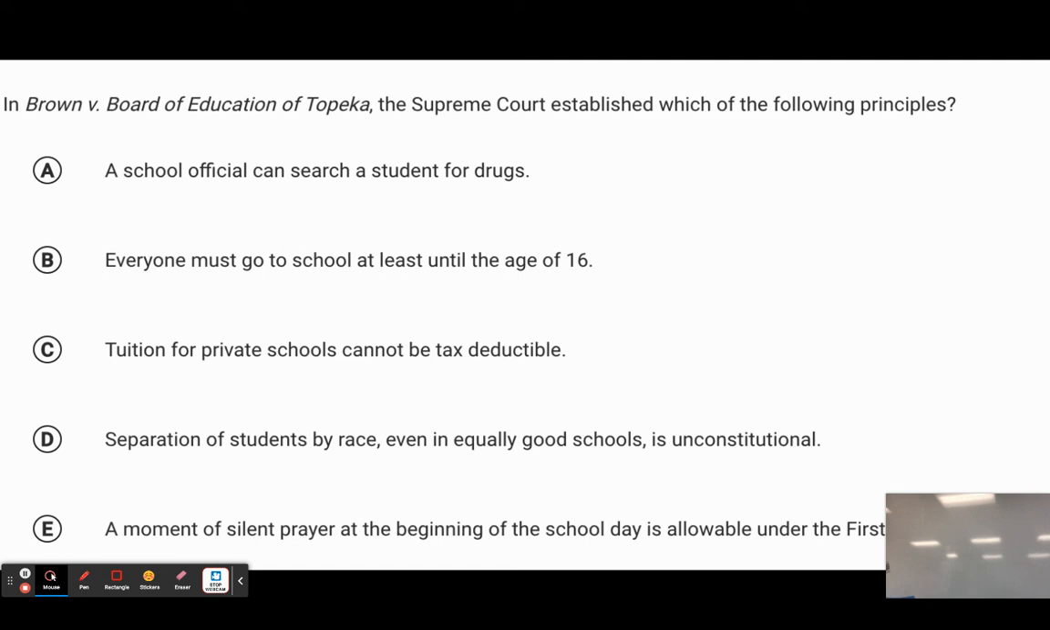When I say go, you say the answer. 3, 2, 1, go. D. Right? Separation of students by race, even in equally good schools, if that's possible, is unconstitutional, right? That was the ruling of Brown v. Board of Ed. It overturned the long-standing finding of Plessy versus Ferguson in separate but equal. So good. So if you see a question like this on the AP exam, you're like, yay, they gave me an easy point, right? Or however you want to figure it out.